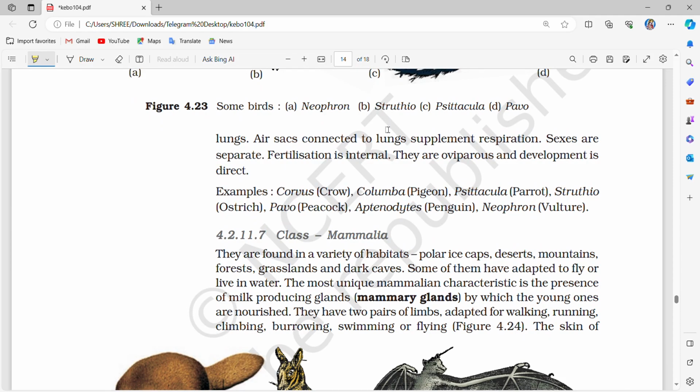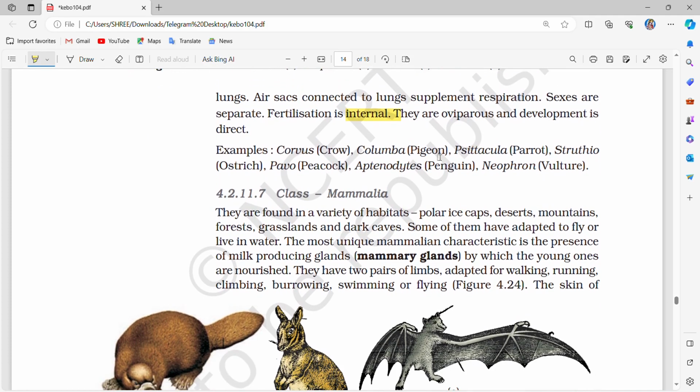Sexes are separate. Fertilization is internal. They are oviparous and development is direct. Examples: Corvus, crow; Columba, pigeon; Psittacula, parrot; Struthio, ostrich; Pavo, peacock; Aptenodytes, penguin; Neophron, vulture.